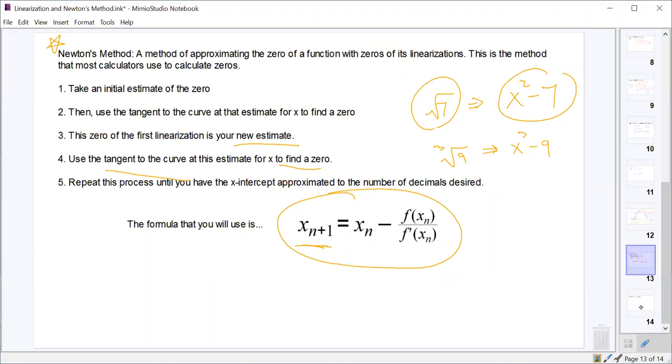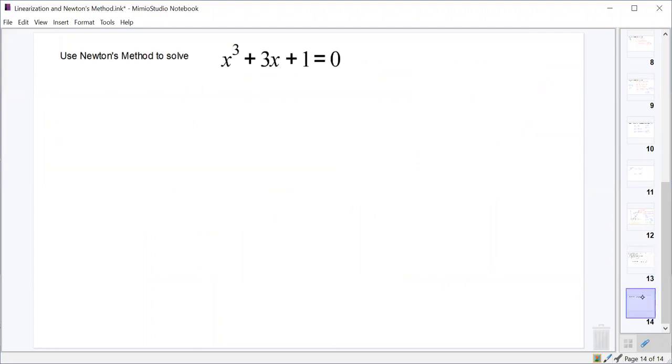Yep. Cool. All right. So let's see if we can use Newton's method to find a solution to x cubed plus 3x plus 1 equals 0. Any thoughts on how we'll start? We need a first number to guess, right? Don't we?